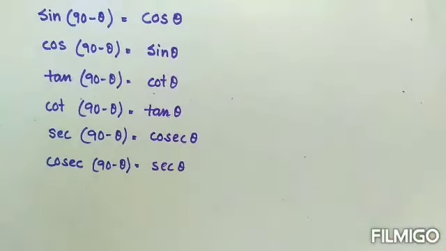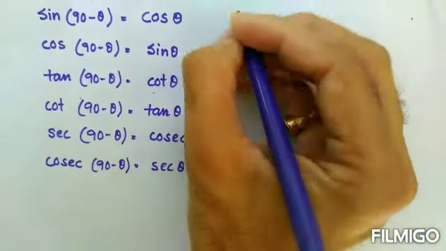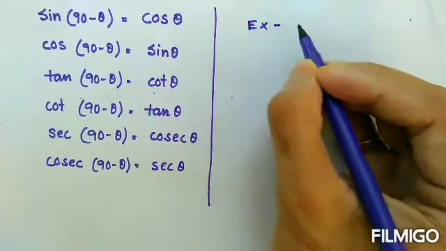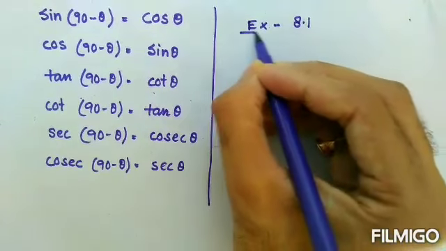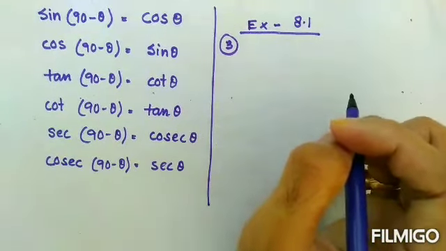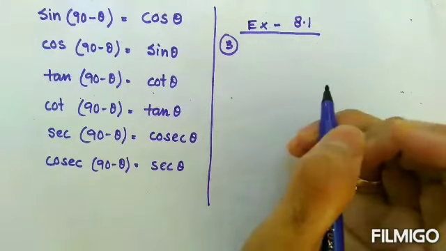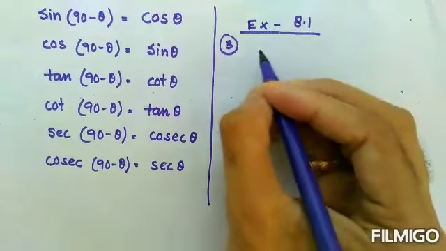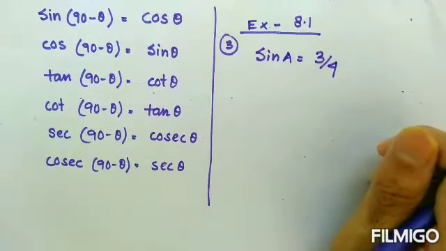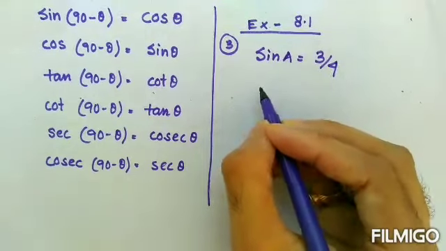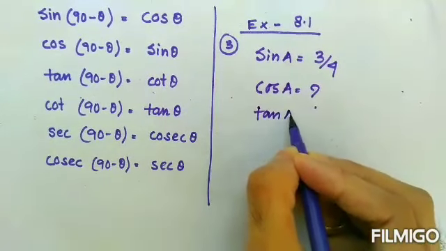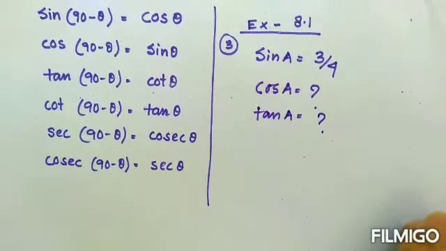So the first question I am taking is from exercise 8.1, question number 3. Here it is given sin A is equal to 3/4. If you have the book with you, you can see it is given that sin A is equal to 3/4, and you have to find cos A and tan A.